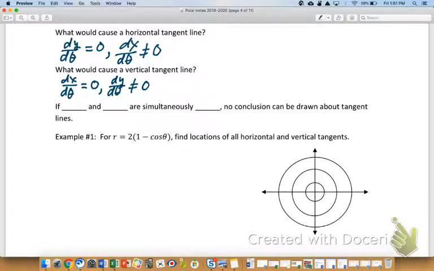So what if it's both? Yeah, so if both, so I'll put if dy/d theta and dx/d theta are simultaneously 0, so they're both 0 at the same angle, then no conclusion can be drawn. So what does that mean? It could be a sharp point. That's a really common situation. Just means that there is no tangent line, right? Sharp point means that the dy/dx is undefined, and you can't draw a single tangent line in there, right?